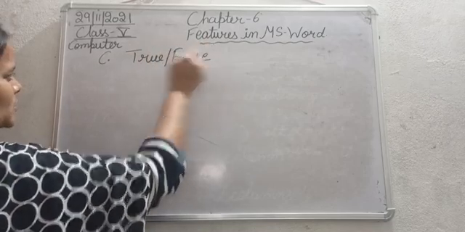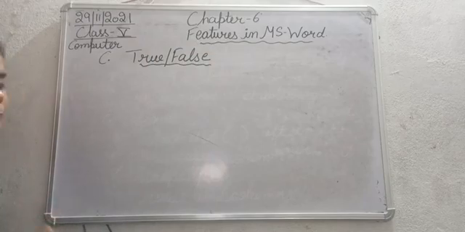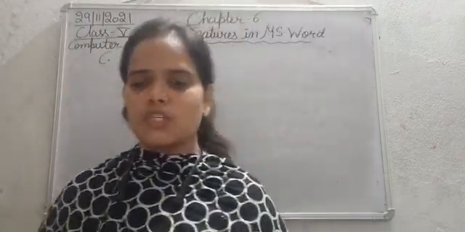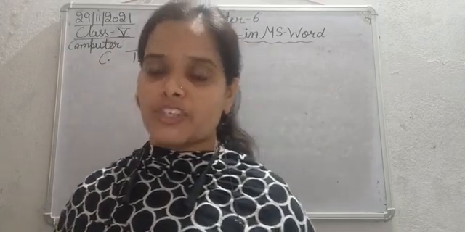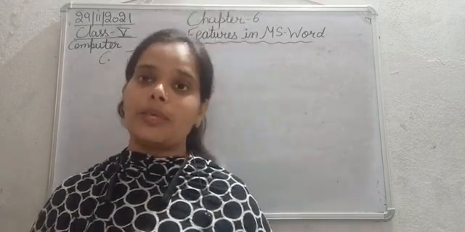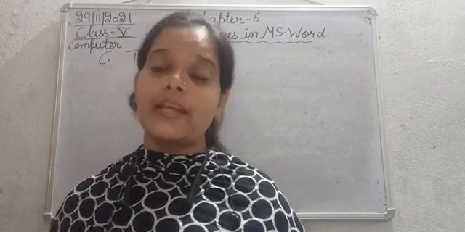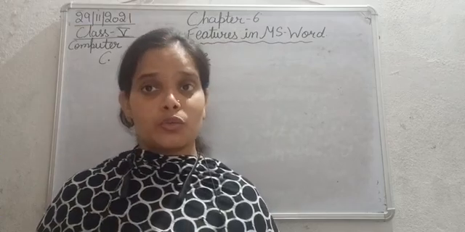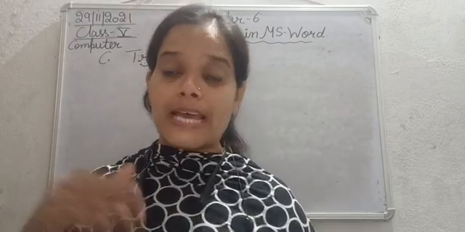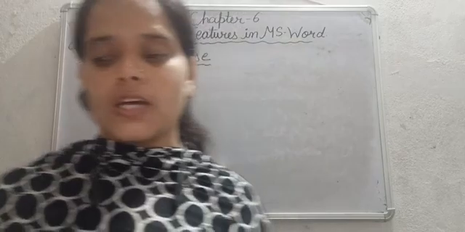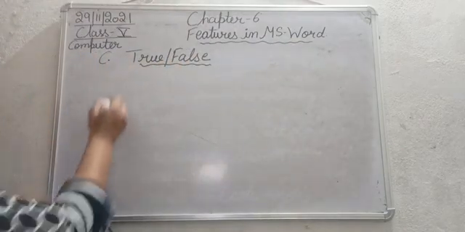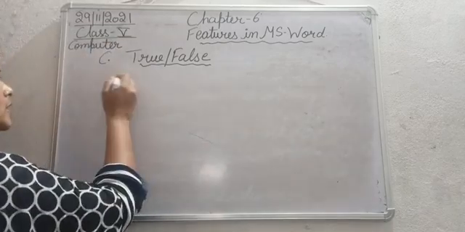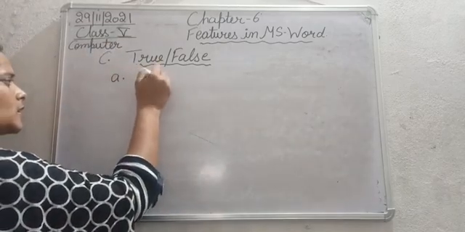This is true false. The first true false statement is: undo option is used to cancel the previous action. Is it true? Yes. So we press undo, that is Control plus Z, or you can use the undo row in MS Word to cancel the previous action that you have done. So that is true. The first statement, A, is true.